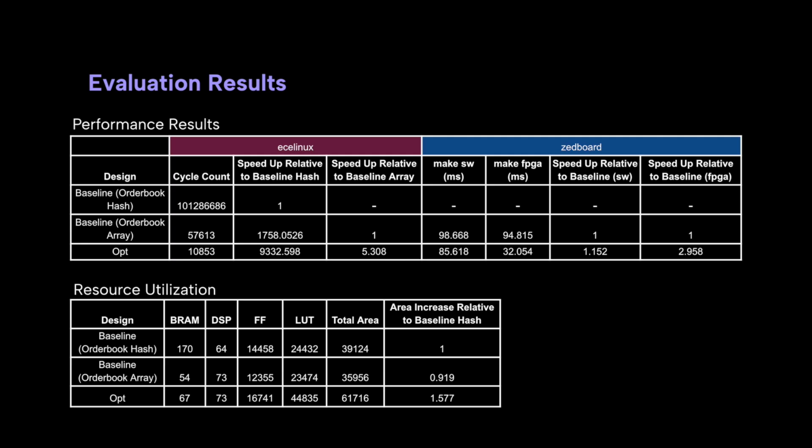For the hardware implementations, the optimized design was able to achieve a speedup of 1.152 times for software and 2.958 times for hardware. These optimizations came with a trade-off of higher resource utilization, in which the optimized design had a 1.577 times increase in area. Now onto a quick demo.